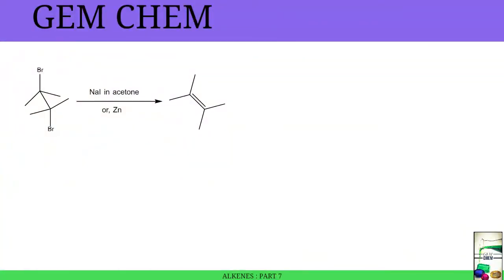Now see this one. This reaction shows that after bromine is added in anti position, on adding sodium iodide in acetone or adding zinc, there is a formation of alkene again. So there is a dehalogenation, right. So how does this occur? This occurs through the E2 pathway, that is bimolecular elimination.